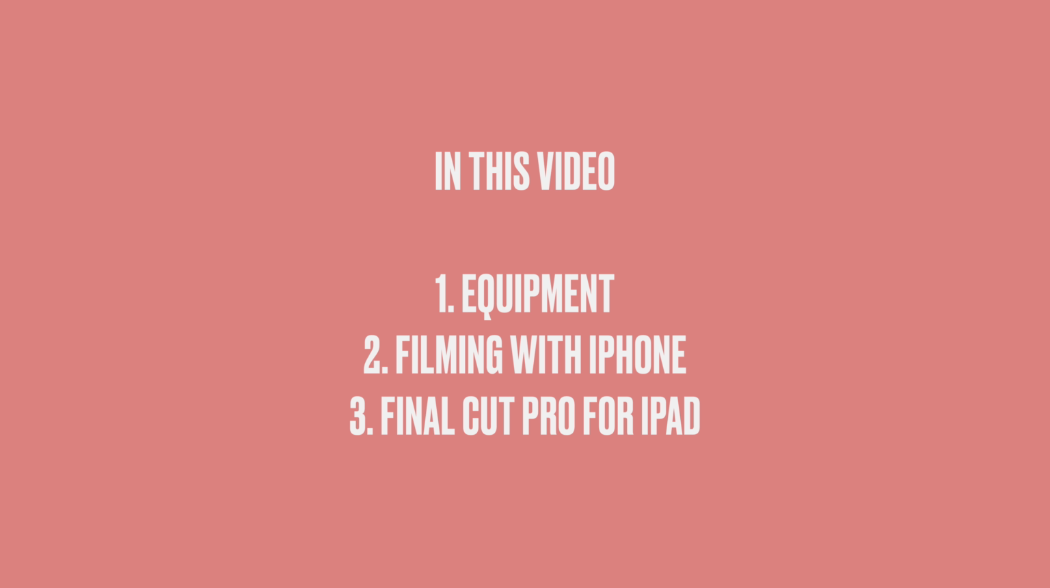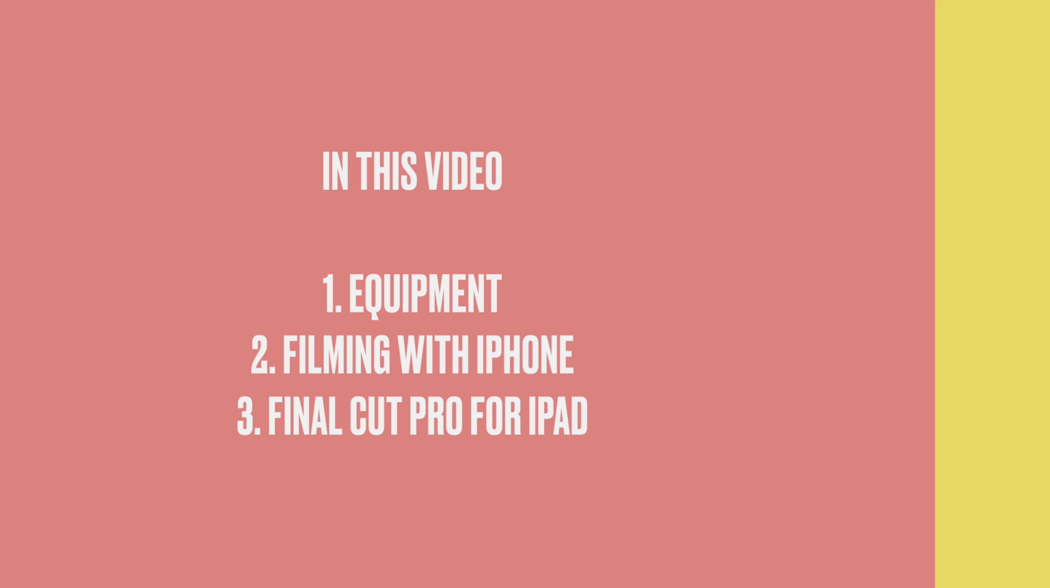And so in this video, I want to talk about three main points. I want to start off by talking about the equipment and devices that I would recommend you get started with. I want to talk about using that Final Cut Camera app for iPhone, which is way better than just using the native camera app, and it's free. And then I want to talk about how you get your video over to your iPad and start editing. All right, let's get into it.